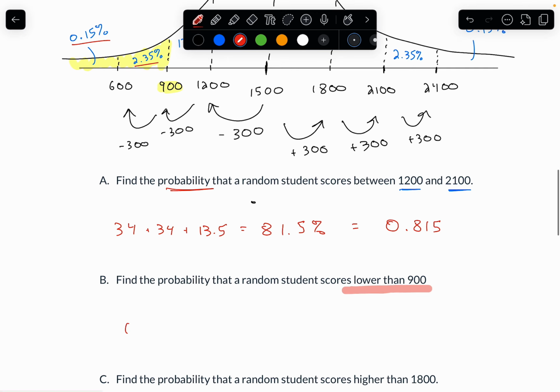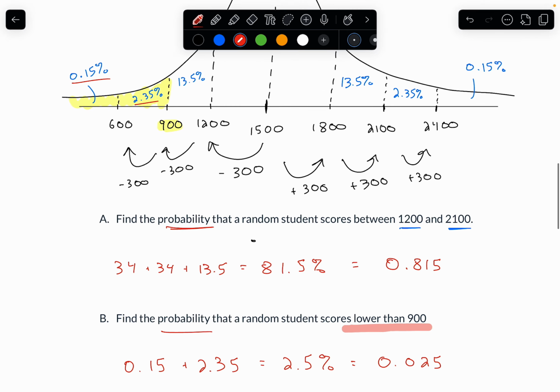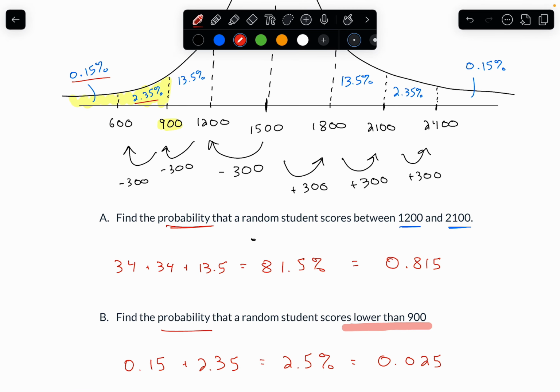So 0.15% plus 2.35% should give me 2.5%, or again, if I want to convert that to a probability, that would be 0.025. So again, this picture really saved us because it took what seems like a pretty complicated problem and just says, well, we just have a little bit of addition to use once you figure out the part of the curve. And that's why I always take a second just to highlight or think about the part of the curve. Draw it on there so that you can see for yourself.